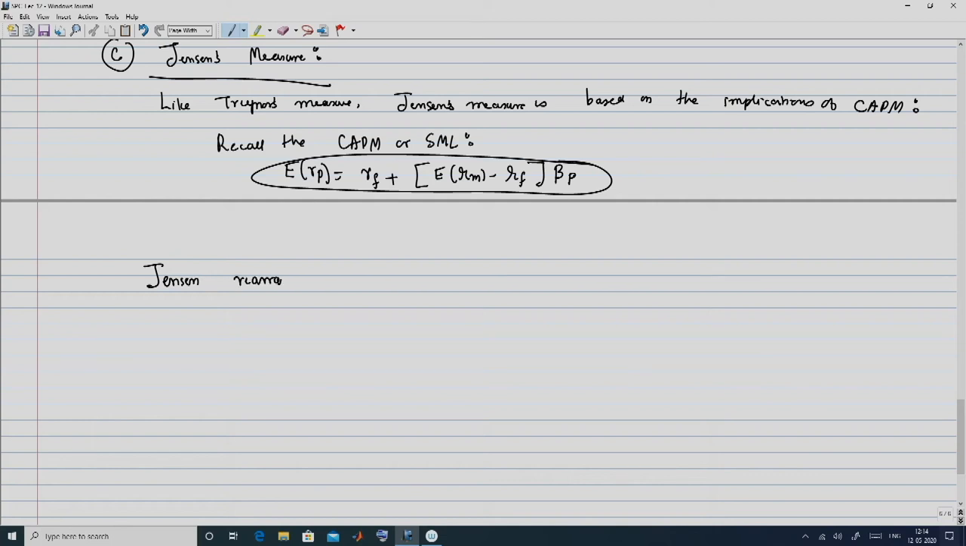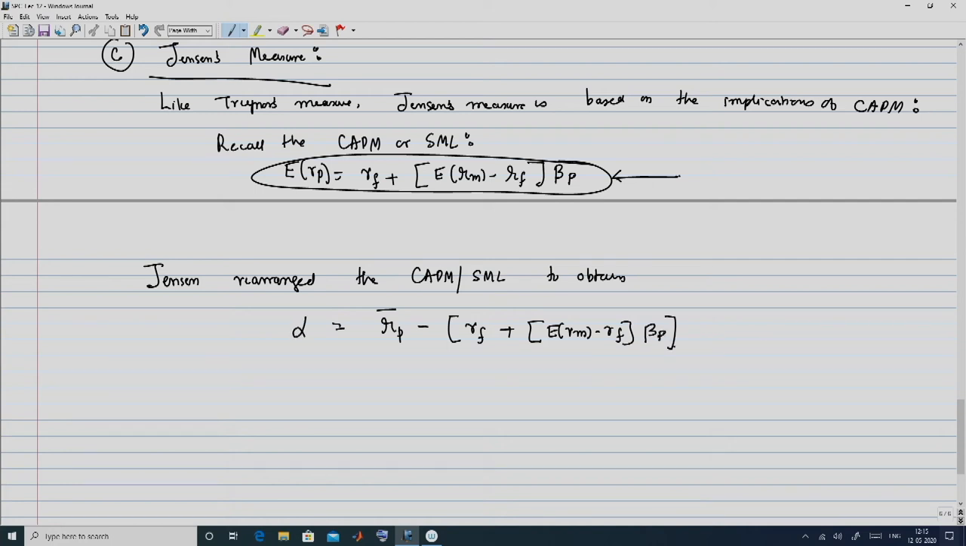So Jensen rearranged the CAPM or the SML to obtain the following. He looked at the expected return of the portfolio, R_P bar, and subtracted the expected return given by CAPM, which is the expression on the right hand side, R_F plus E(R_M) minus R_F, times beta P, and called this alpha P. Now we note that there are two terms here: this is R_P bar and this is the expression from CAPM.